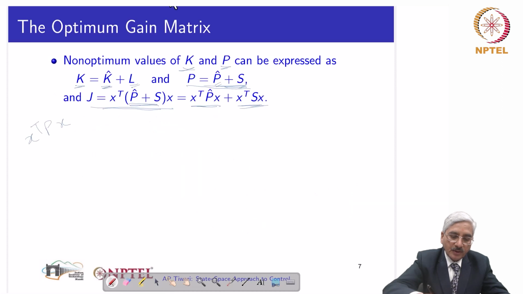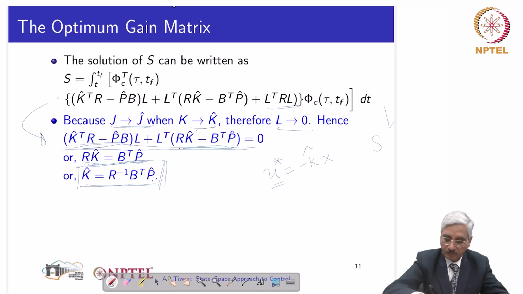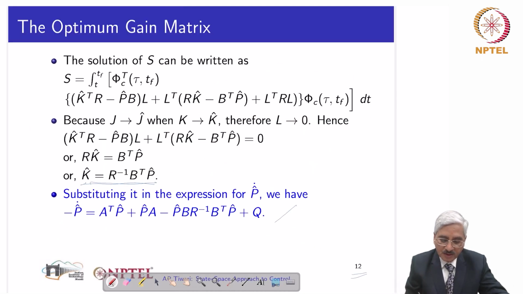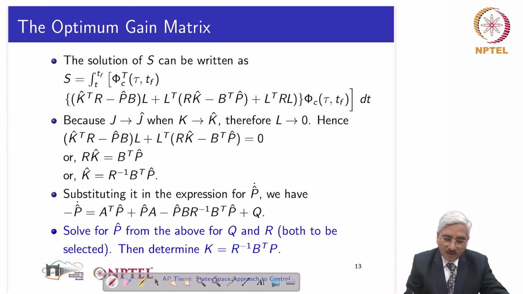And this will lead to, now I am going forward to slide number 12. This will lead to this equation. In place of K, we have made substitution R inverse B transpose P hat. So that term has become this, which was K hat transpose R K hat. It has become P hat B R inverse B transpose P hat, giving this equation. This equation can be solved for P.